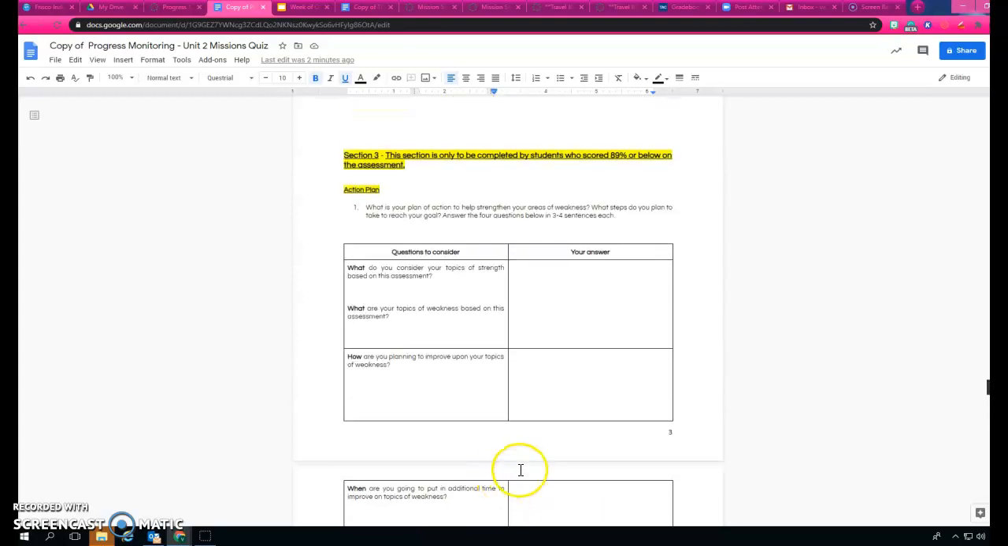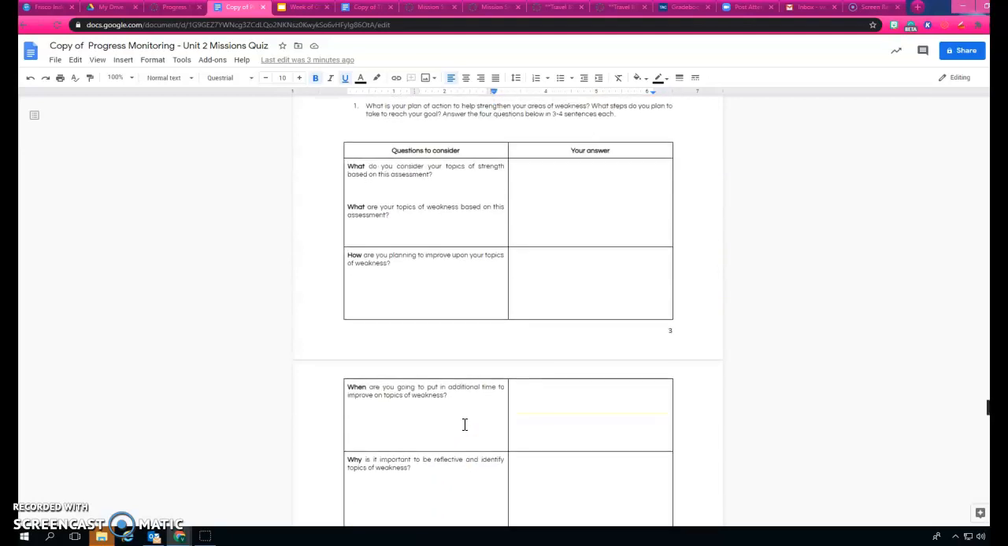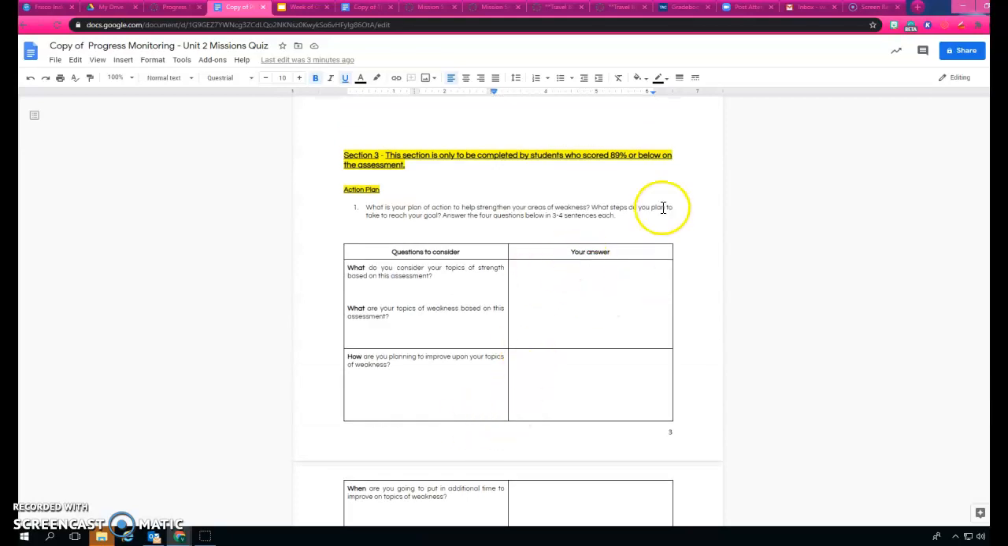You have to look at your overall grade and see where you fell. You will either do section 3 or section 4, not both. 3 or 4, so keep that in mind. For me, if I miss 2 out of 10, that is an 80, and so I made below an 89. So I would be completing section number 3.